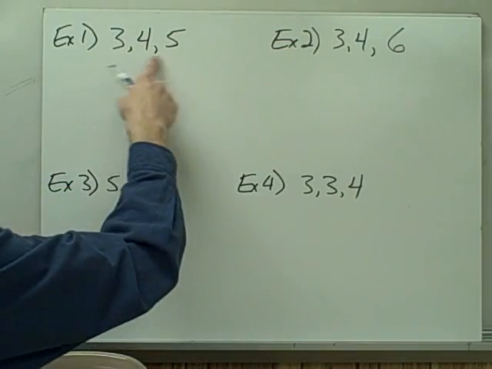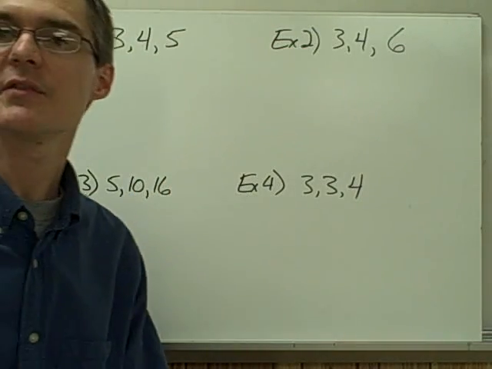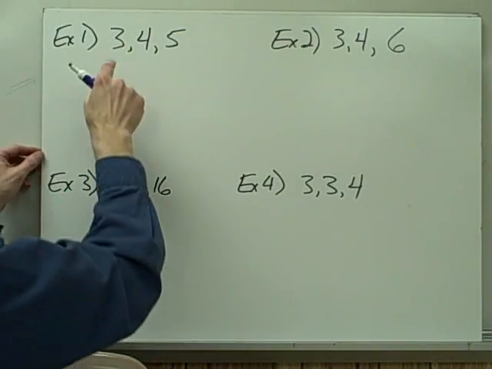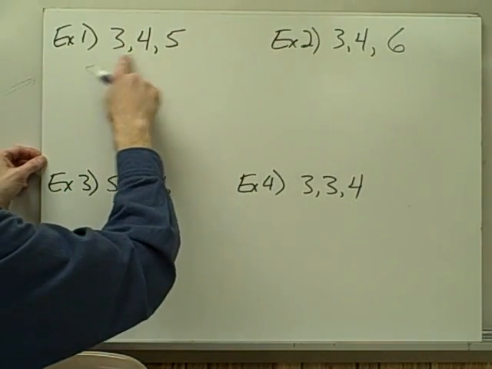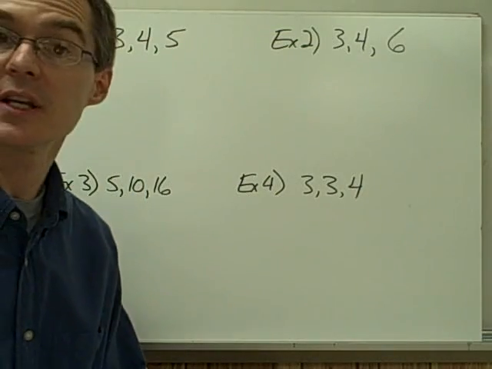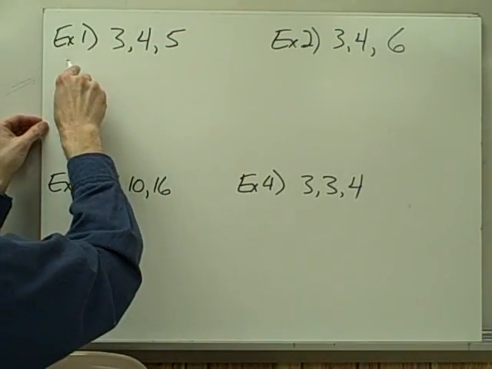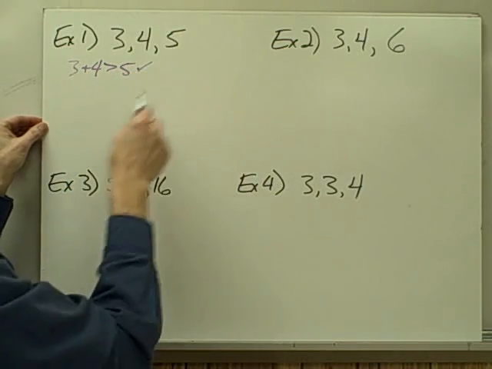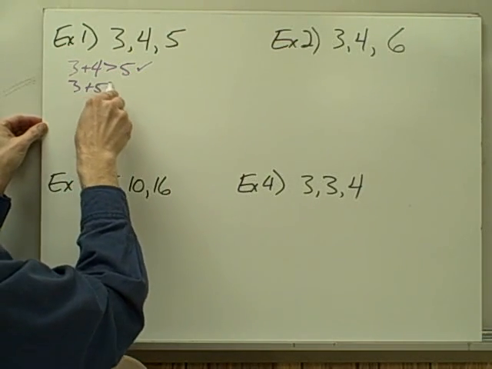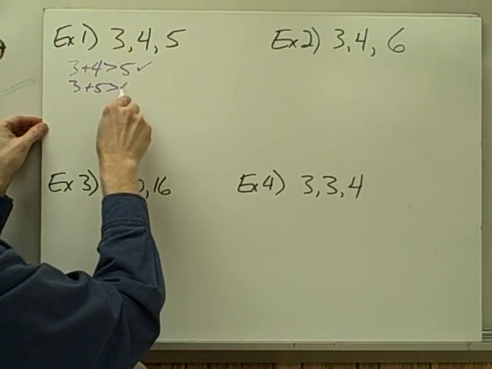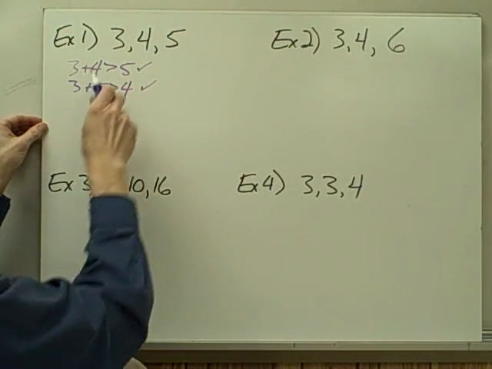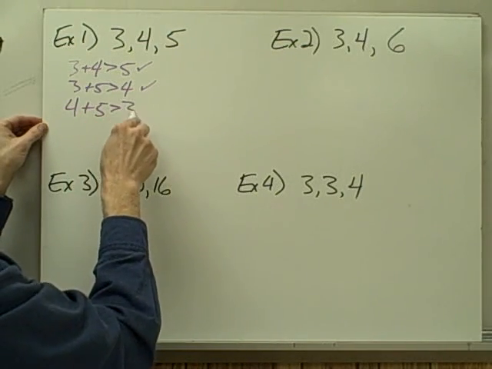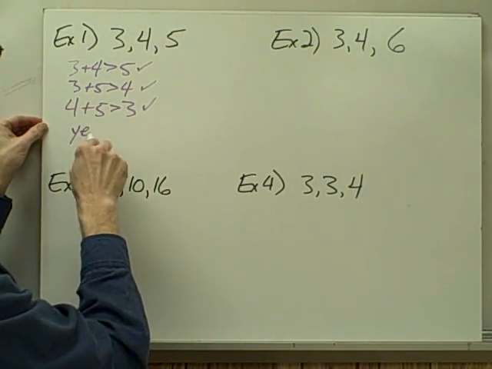Now remember, in order to determine if three given side lengths can actually form the lengths of the sides of a triangle, we have to determine if the sum of each pair of sides is greater than the length of the third side. So let's check this one out. 3 plus 4 is going to be greater than 5, so that checks. 3 plus 5 is greater than 4, so that checks out. And let's see, 4 plus 5 is greater than 3. So yes, it's a triangle.